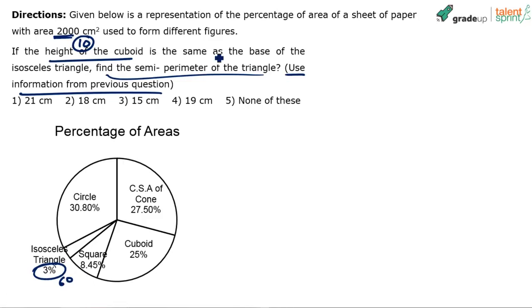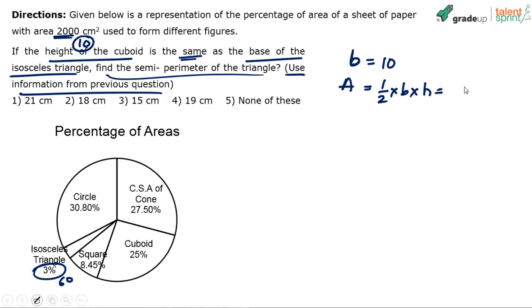Now, the base of the isosceles triangle is the same as the height of the cuboid, so B is equal to 10, since base is equal to height. Area of the triangle, which is half into base into height, is equal to 60 according to the pie chart. So what is the height? Half into 10 is 5. 5h equals 60. H comes out to be 12.